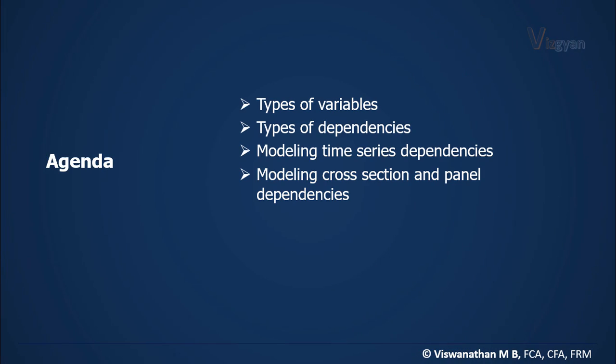So in this lesson, you will be taught about the different types of variables we have and the kind of dependencies these variables have within themselves, and how do we model if the data is dependent on its own past or if the data depends on other data points. So these are all the things that we're going to learn today. First, let's start with the different types of variables.